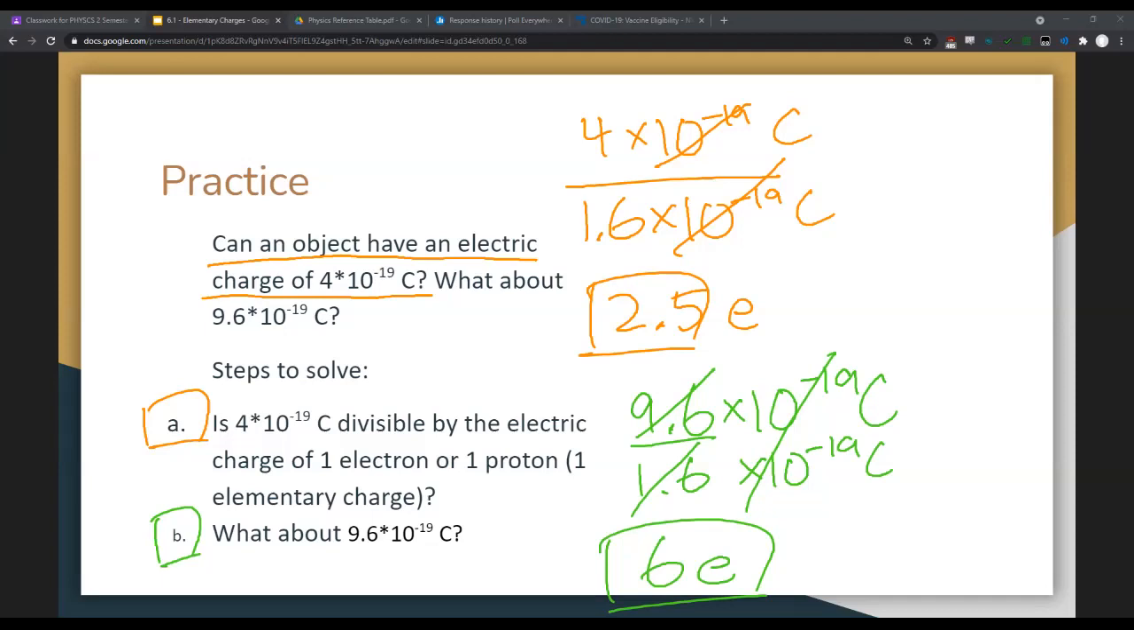But for now, just think of it like this: you cannot have a partial amount of something. That's impossible, okay? You cannot have a partial amount of something.